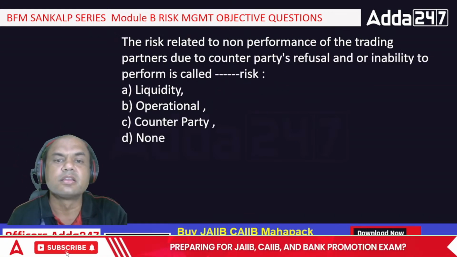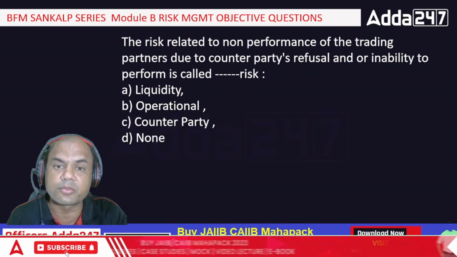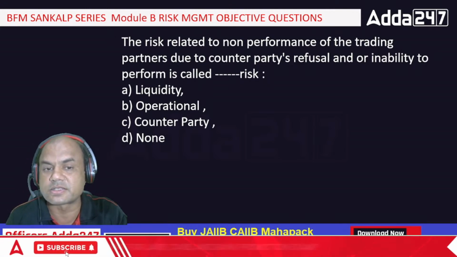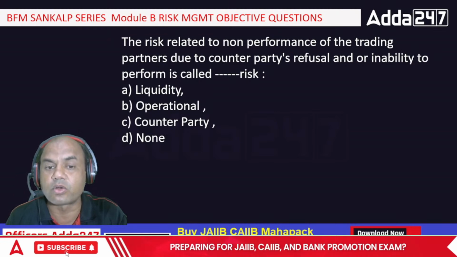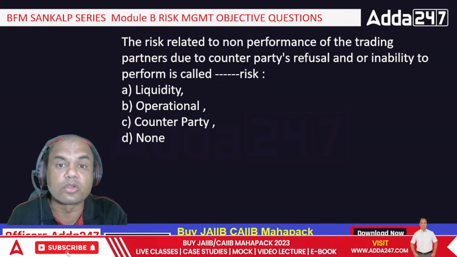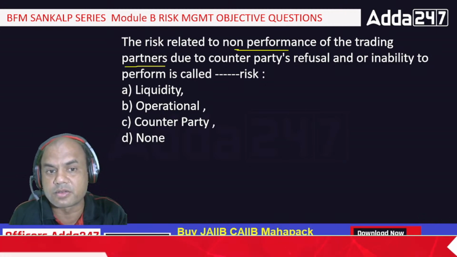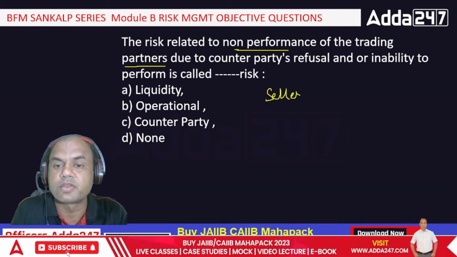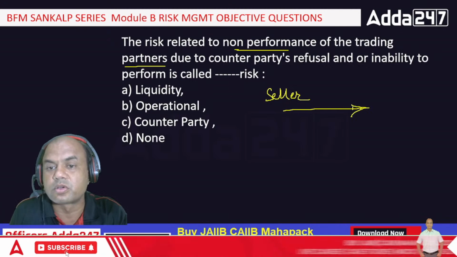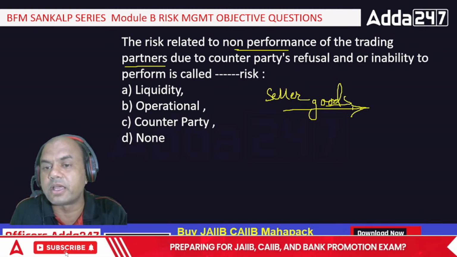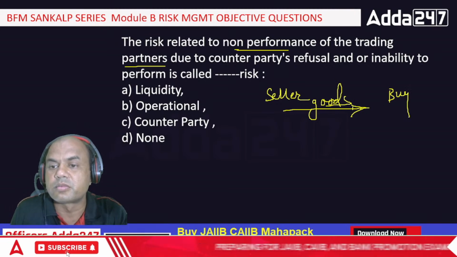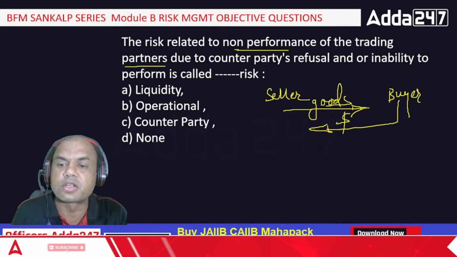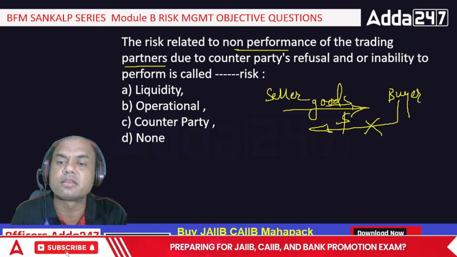Next one. The risk related to non-performance of a trading partner due to the counterparty's refusal or inability to perform is known as dash risk: liquidity, operational, counterparty or none. Now, non-performance of the trading partner means the one whom I have dealt with. Let's say I am the seller. If I have sold the goods, then what does it mean? This buyer should give me the money, dollars I'll call it, but if this person doesn't pay, then what?